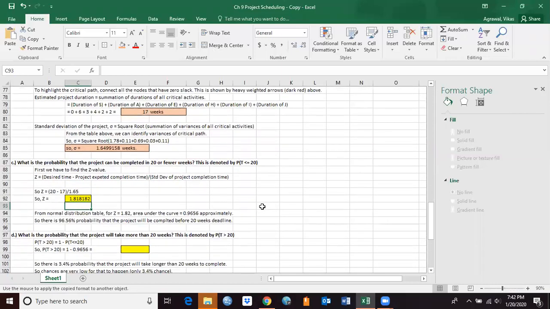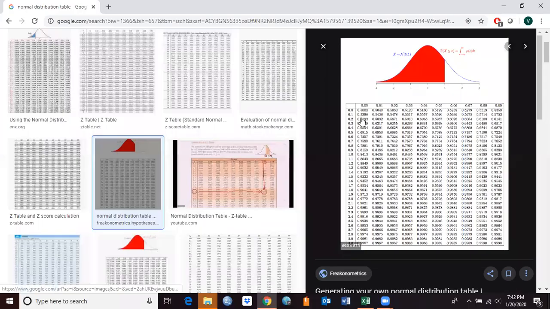Now you can flip the coin and ask another question. So what is the probability that the project will take more than 20 weeks? That means we are trying to find the area under the curve, where you see this white area. This white area tells us the probability that the project will take more than 20 weeks.